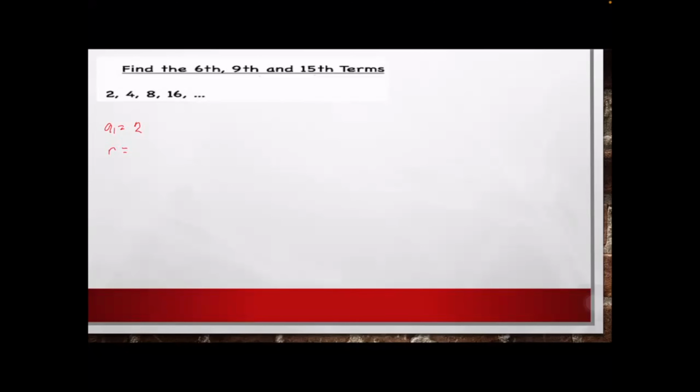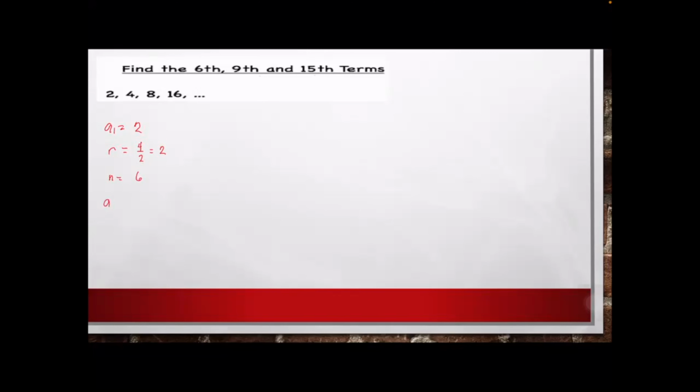Oh, 2. Okay, the r is equal to 2, because we have 4 divided by 2, the answer will be 2. So, 8 divided by 4, the answer is also 2. 16 divided by 8 is also 2. So therefore, your r is 2. Let's find first the n, which is equal to 6.